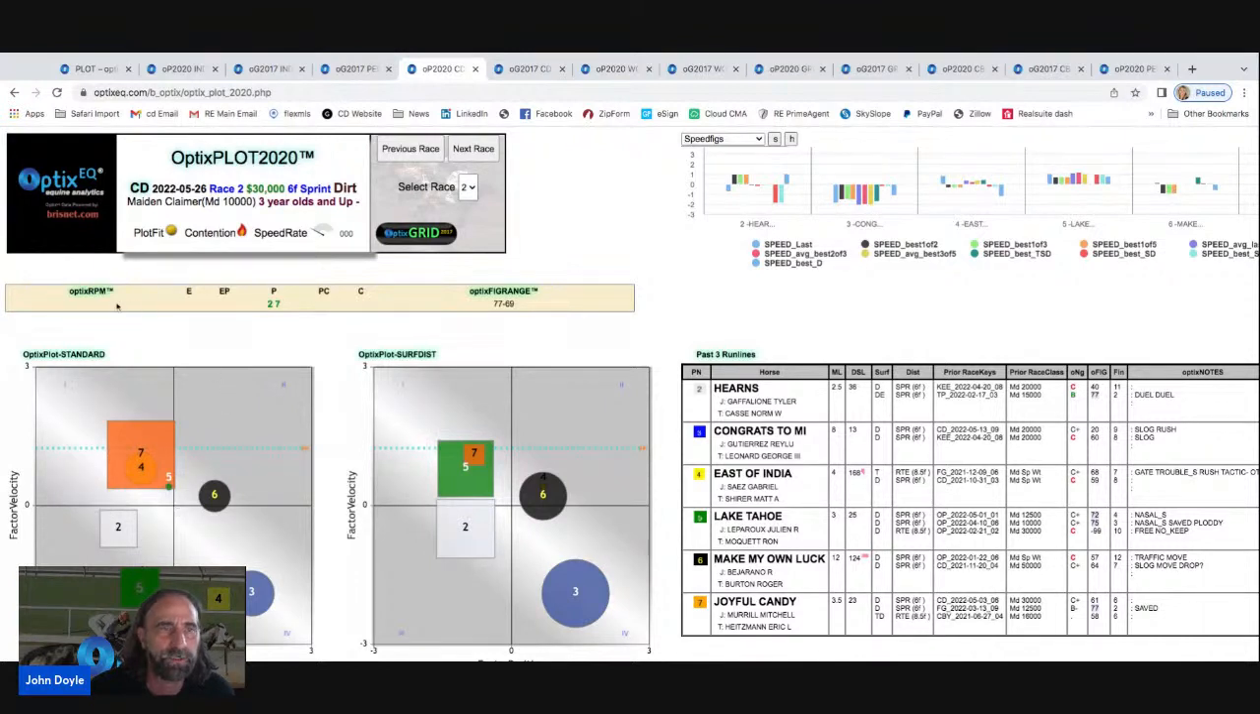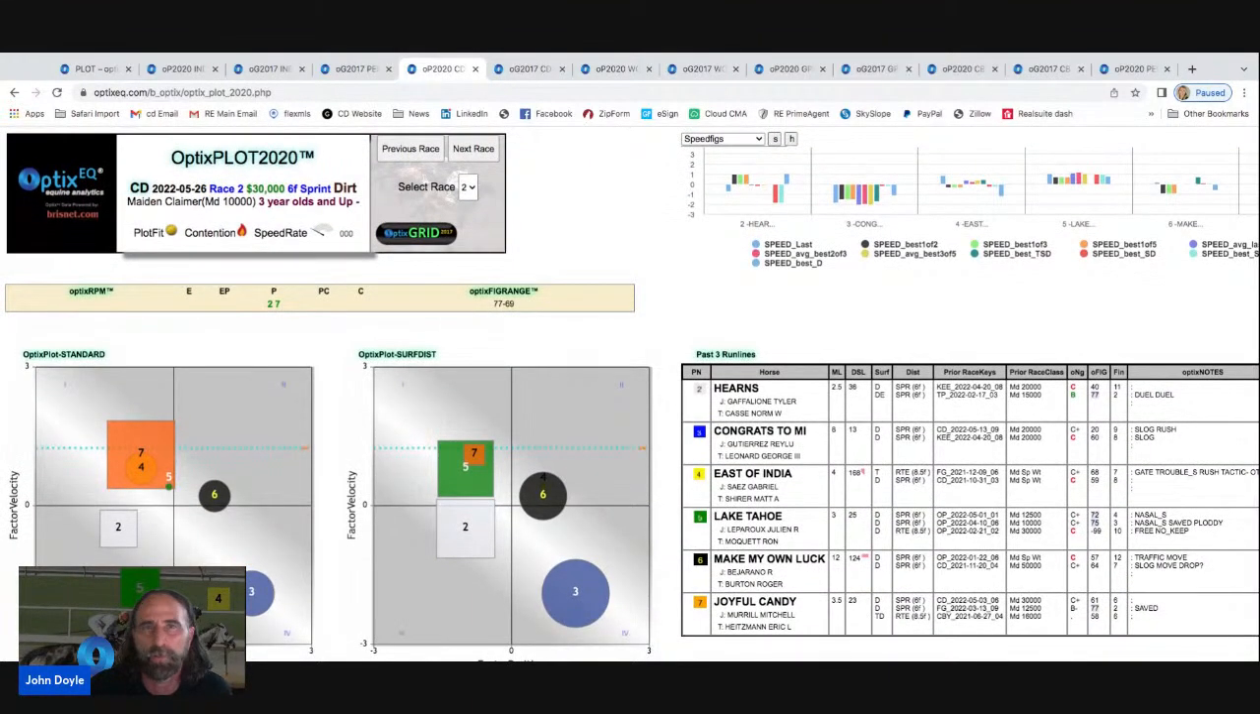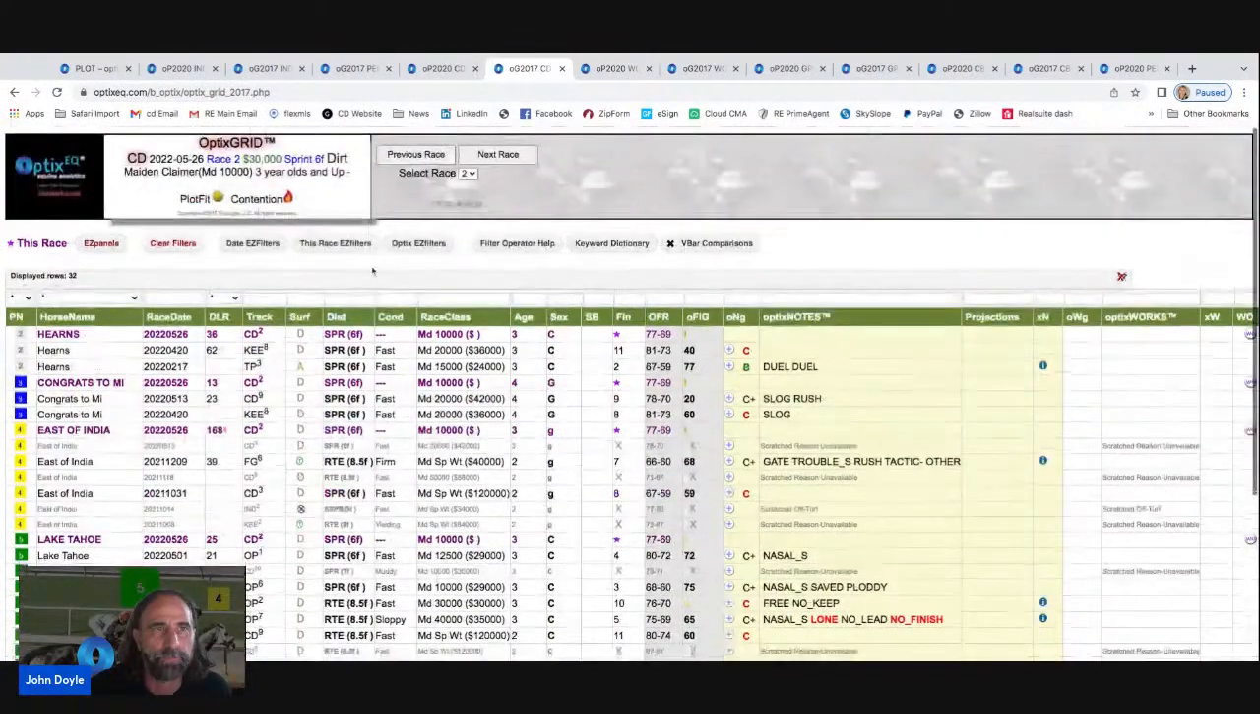Now, the thing is you notice this RPM, which is the Optix run style plot match. So you're just looking for run styles here, and the 2 and the 7 are the only ones with established run styles. So it's really hard to try to understand how the race is going to be run when you don't really know how the horses like to run. So in this case, I'm going to really rely more on the grid, which would be more the form cycle, stuff like that. So I'm going to switch over to the grid. Make sure this is race 2, yeah.